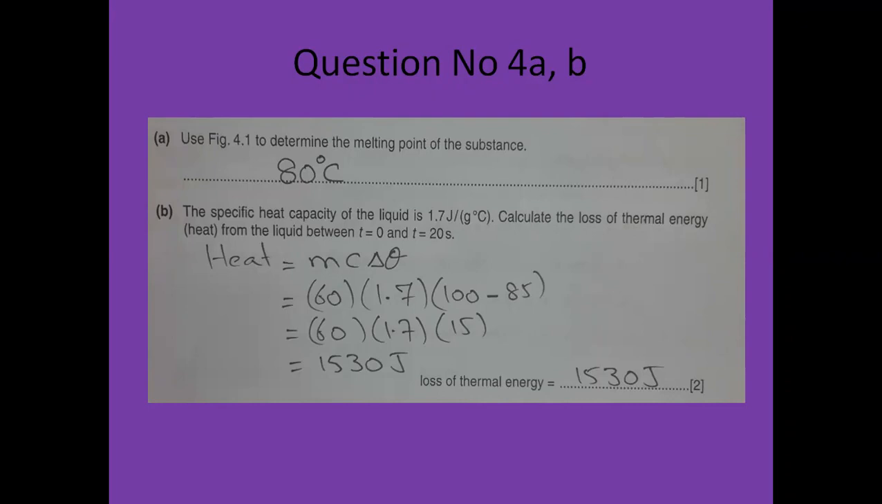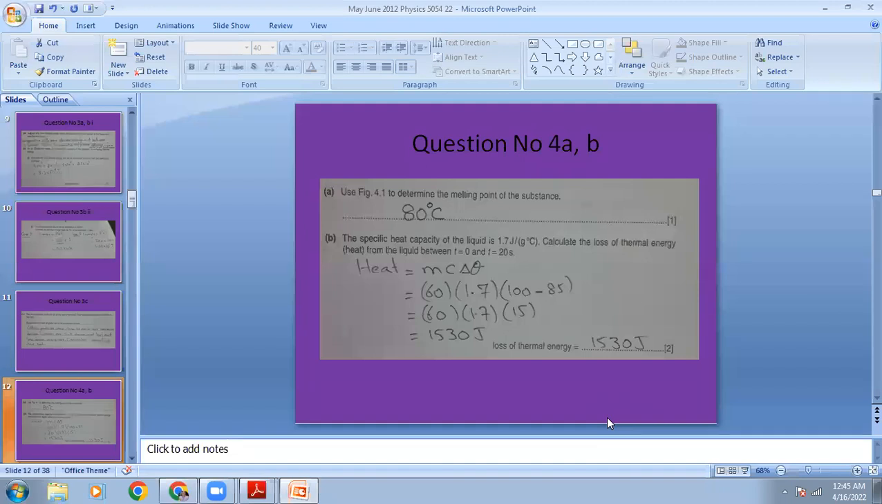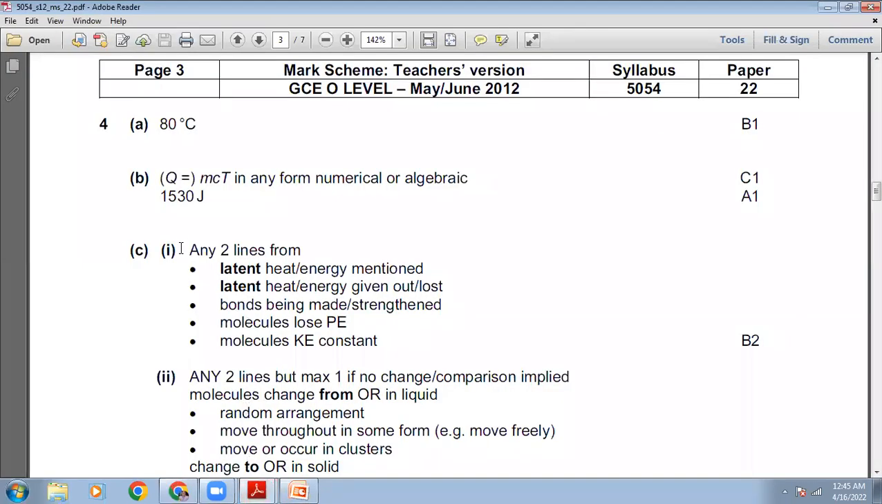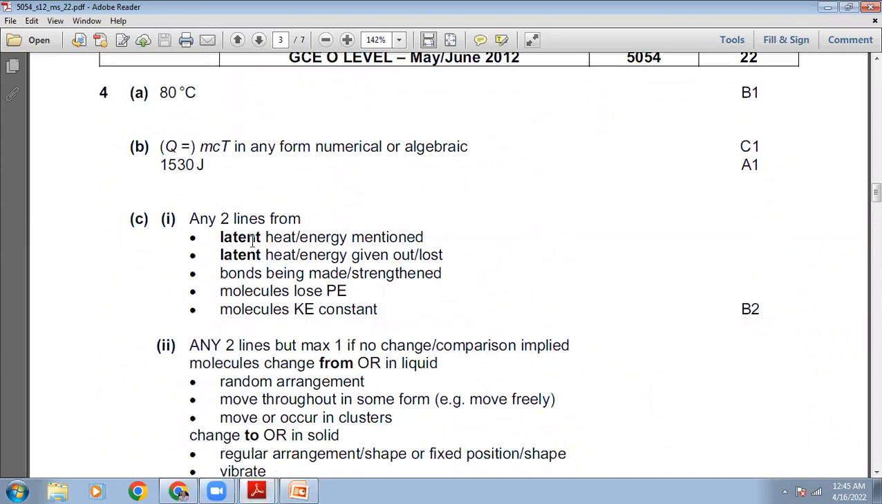So 60 g multiplied by 1.7 joules per gram per degree centigrade, multiplied by the change in temperature, which will be 15. 100 minus 85 will be 15. So it will be 60 multiplied by 1.7 multiplied by 15, and that will be 1530 joules. So 1530 joules. Hopefully you understand. 1530 joules is the right answer, sir.